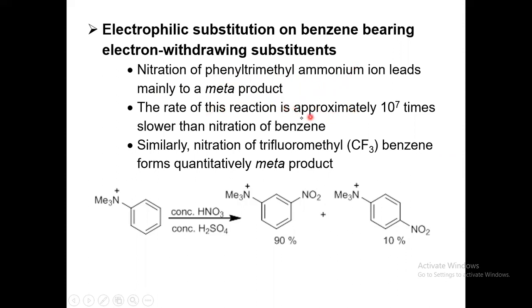Now, in the rate determining step, the rate is slower, so it's a deactivator. It is approximately 10^7 times slower than nitration of normal benzene, right? Good. Now, nitration of this is also a meta product. So this is trifluoromethylbenzene. This is a deactivating group. Very simple, right? Good. And then we are saying they are meta directors, so we can just take note of them. Meta directors. So deactivation, meta direction.